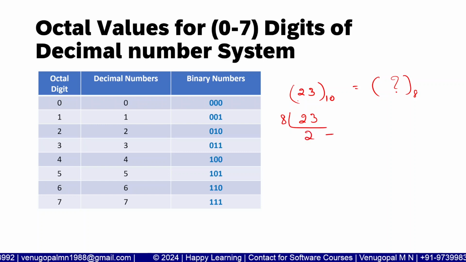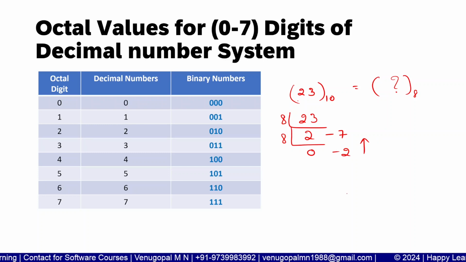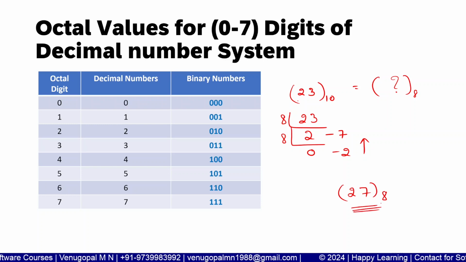8 2s are 16. Remainder is 7. Then 8, start dividing because quotient is not 0. Quotient is 0 and value is 2. So I have to write down the remainder in the reverse order. 27 base 8 would be the answer. Clear, guys? This is the equivalent of 23.